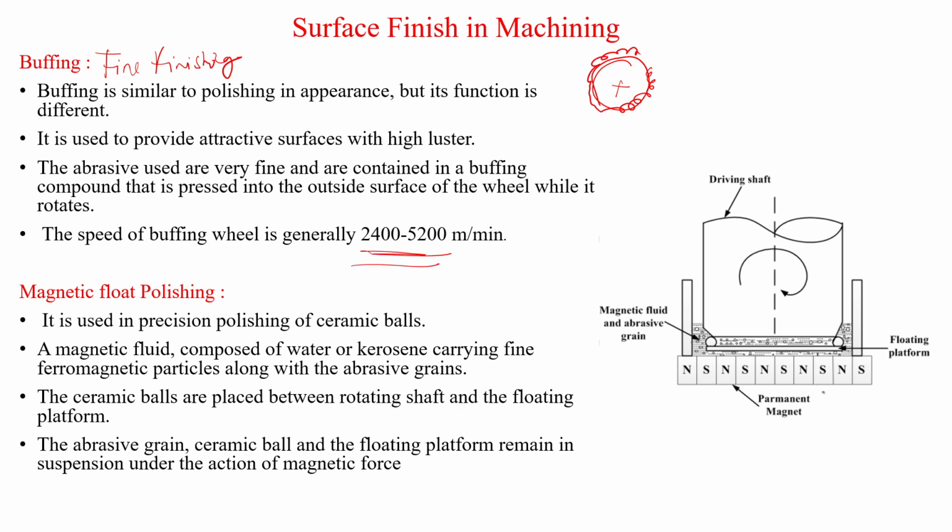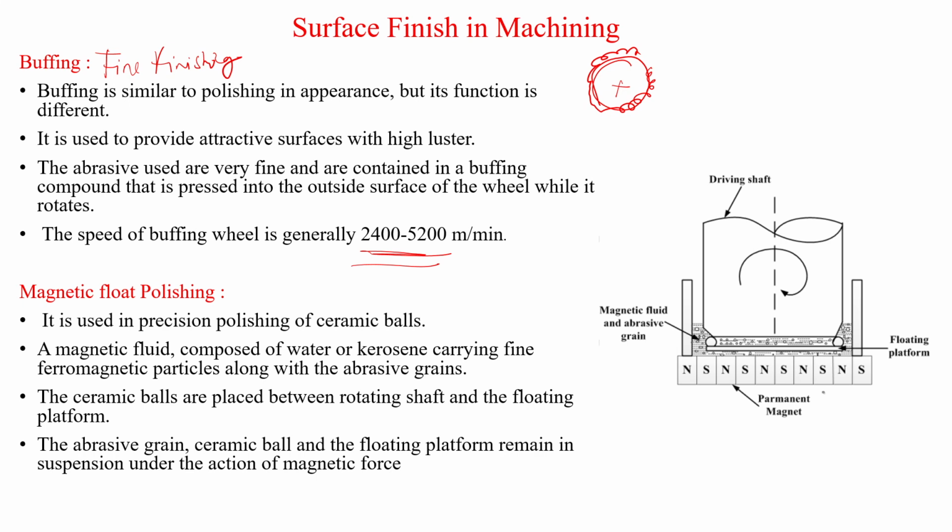This is a very theoretical thing. One is magnetic float polishing. In magnetic float polishing, you use a magnet. For example, you have a magnet with north and south poles, and the abrasive grains are in the fluid, and then a shaft and a workpiece are there. Because of the north-south attraction, there is movement of the abrasive, and because of that the finishing is done.